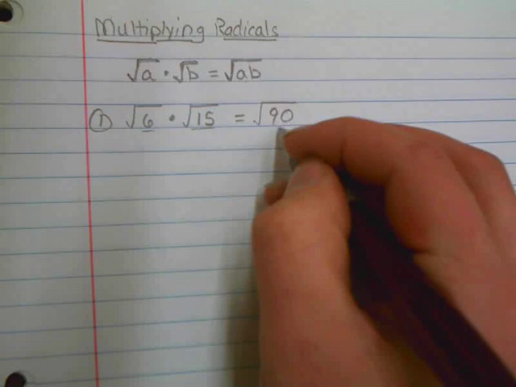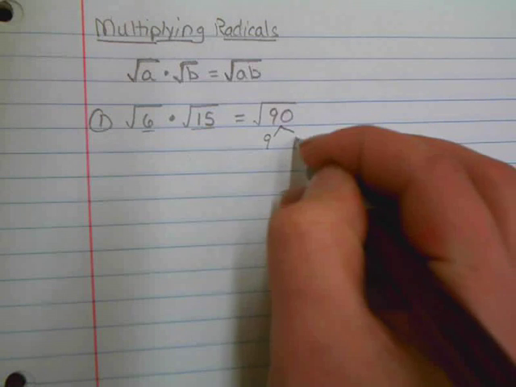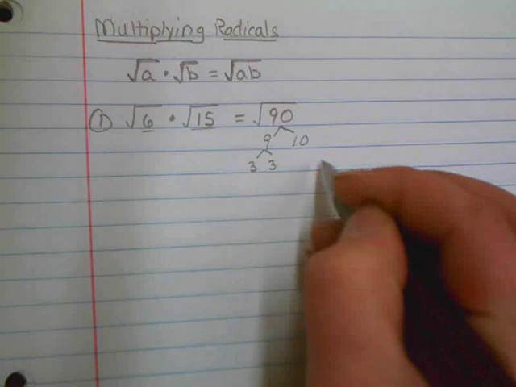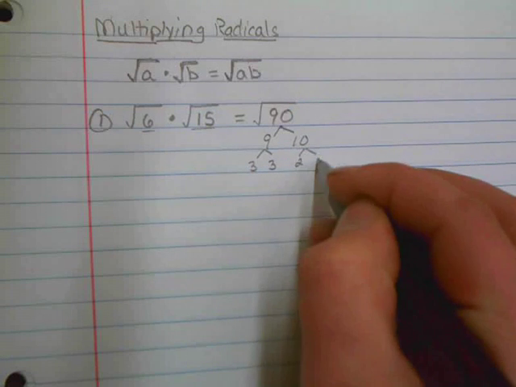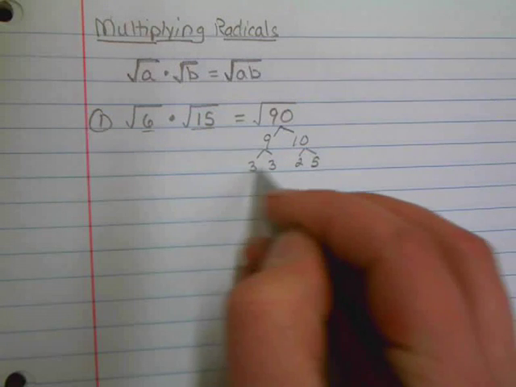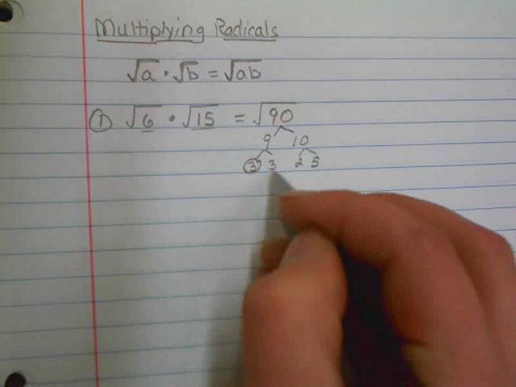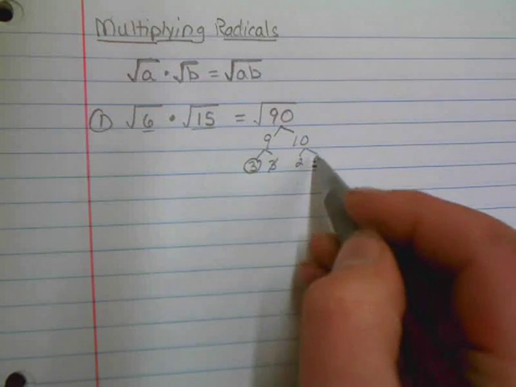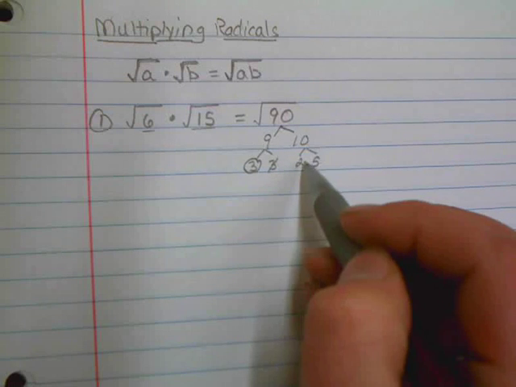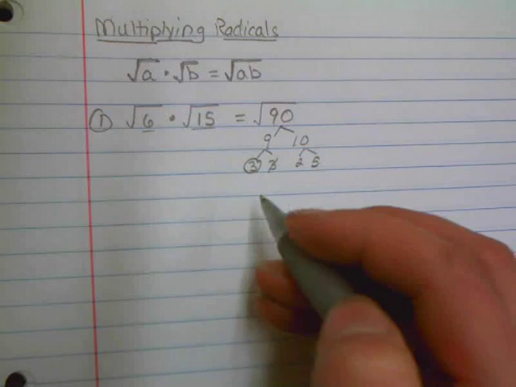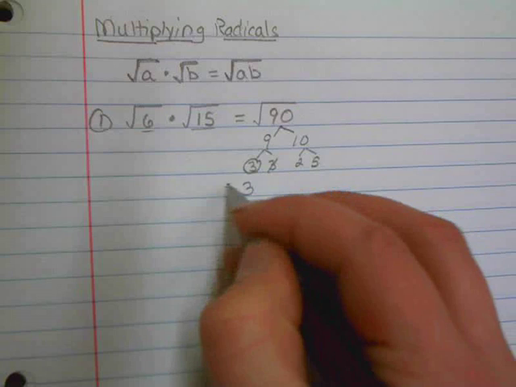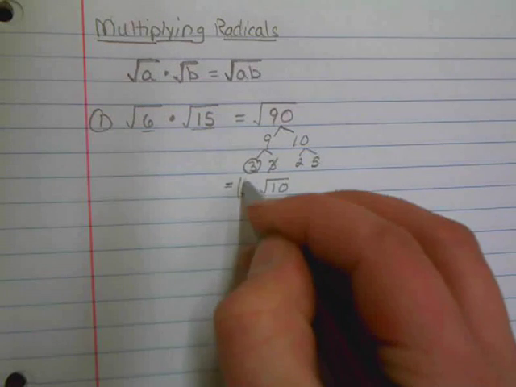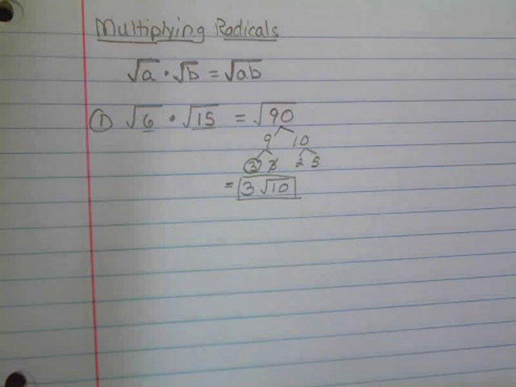So let's see, can I split this up? Well, 90 factors into 9 and 10. 9 factors into 3 and 3. 10 factors into 2 and 5. So I see I have a pair of twins. One 3 will come out, the other one goes away. 2 and 5 don't have twins, so they have to stay under. In other words, 2 times 5 stays under. So I've got 3 times the square root of 10. Done.